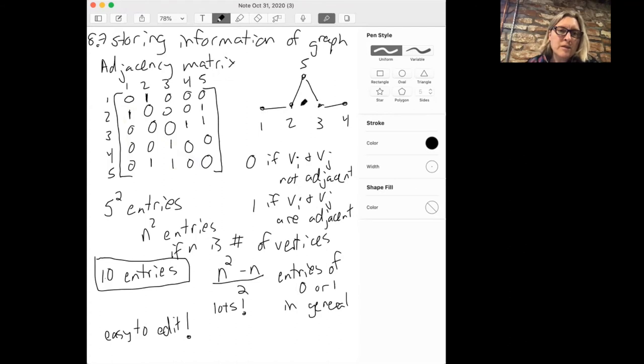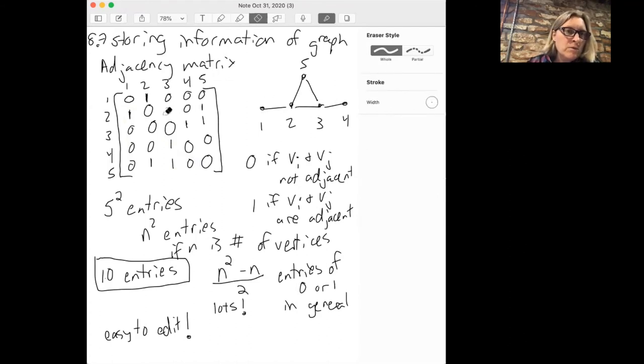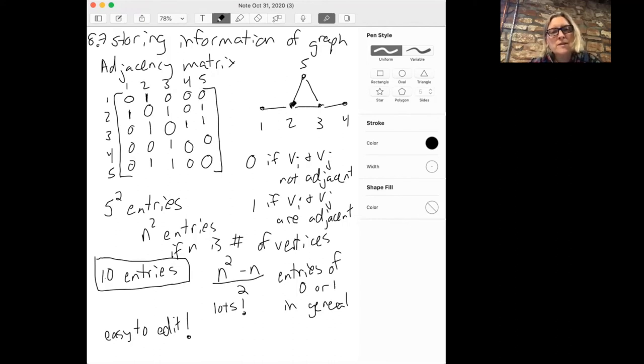Another nice thing about this: I'm going to put this edge between 2 and 3 back. Another nice thing about this graph is it tells you a lot about walks. We're going to talk about walks later in this chapter. But for example, let's say you were starting at vertex 2, you want to go for a walk, and you want to figure out where you can get in one step. Of course, the adjacency matrix tells you that. If you're starting at vertex 2, you can get to either vertex 1, 3, or 5 in one step.